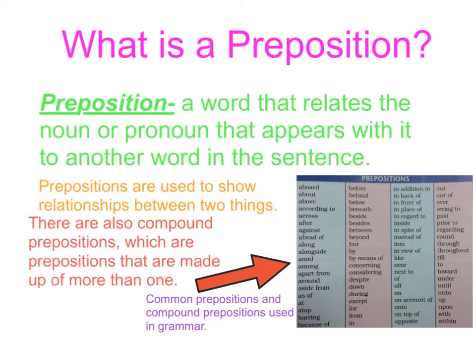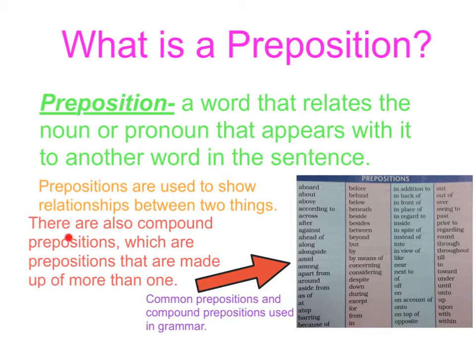Wait, for what? What is a preposition? A preposition is a word that relates the noun or pronoun that appears with it to another word in the sentence. Prepositions are used to show relationships between two things. That's what the definition basically means. So it's connecting two nouns together in a sentence.